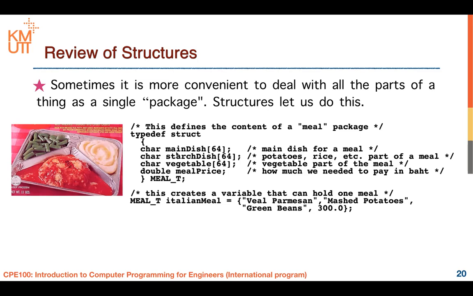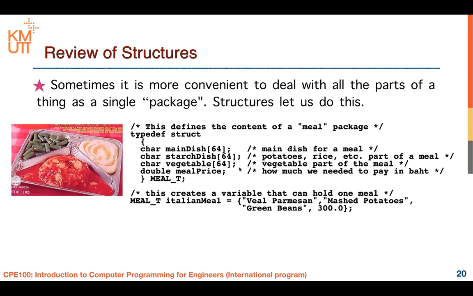In this structure or record, there are four elements: main dish, starch dish, and vegetable, which you can define as strings. The maximum number of characters for these fields will be 63, excluding the terminator. So when you define MUTT as this structure and define an Italian meal, you can initialize this data structure easily. You can use veal parmesan, mashed potatoes, green beans as the values of the main dish, starch dish, and vegetable respectively. And the meal price will be 300 baht, actually, not $300.